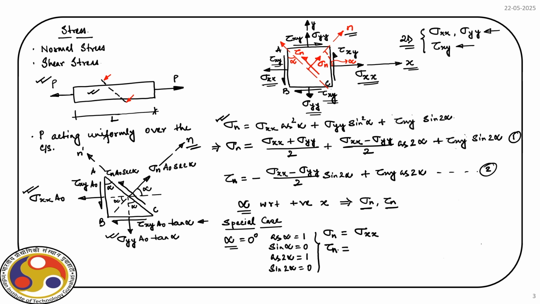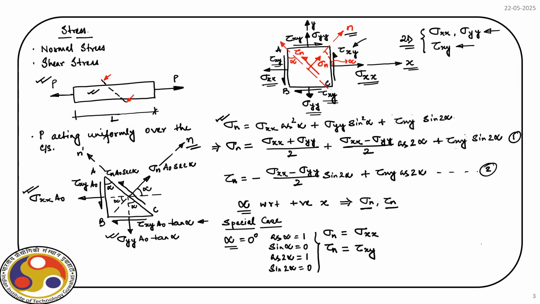For tau n, we come to equation number 2. What we have here is sine 2 alpha, which is 0, and there will be no component of axial stresses acting on this differential element. So, we will be only left with tau xy, which is again logical, because that is the shear stress acting on this plane, which is defined by angle alpha. So, our derivation is okay with this proof.